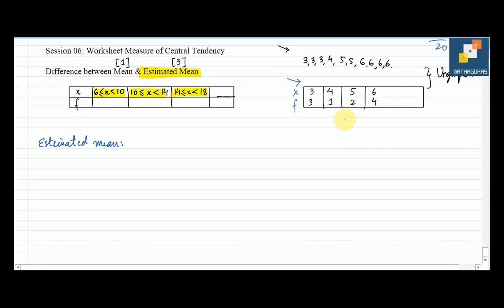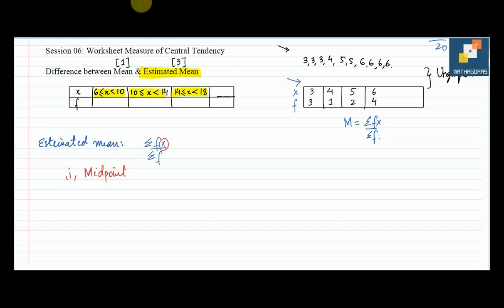So in terms of ungrouped data, we studied that mean is summation fx divided by summation f. If you talk about estimated mean, the working formula remains the same, summation fx divided by summation f. But the problem is, where is the value of x here? Should we consider 6 or should we consider 10? So for that reason, the first step for estimated mean, and I'm writing in the red pen to highlight its importance, is to find the midpoint.